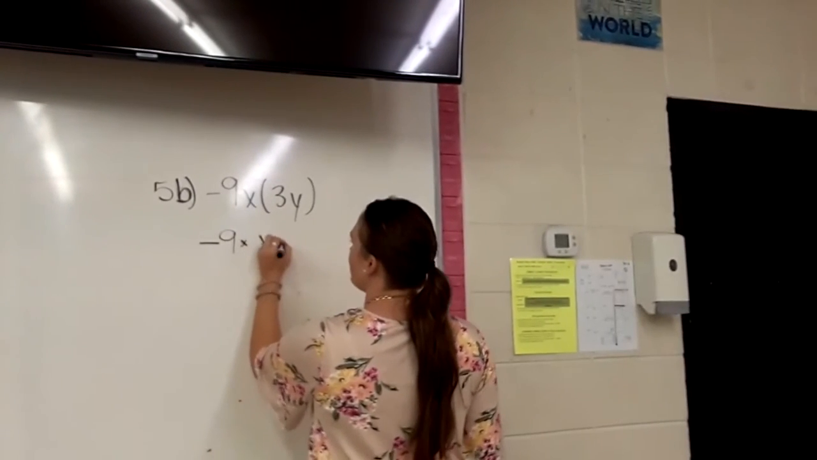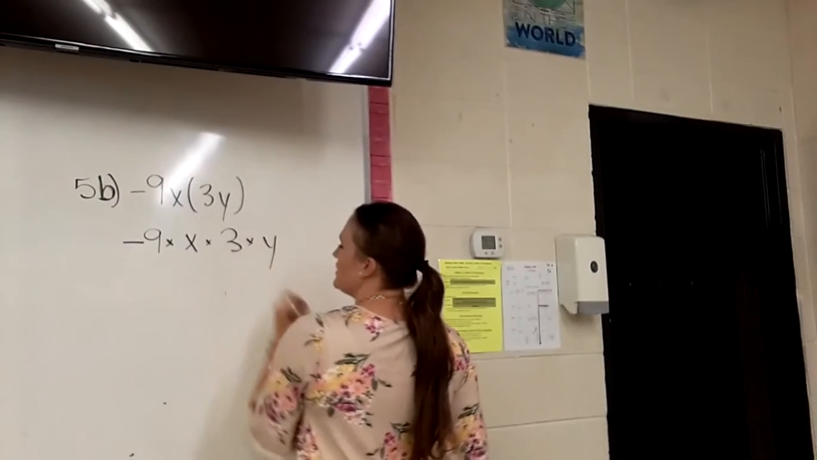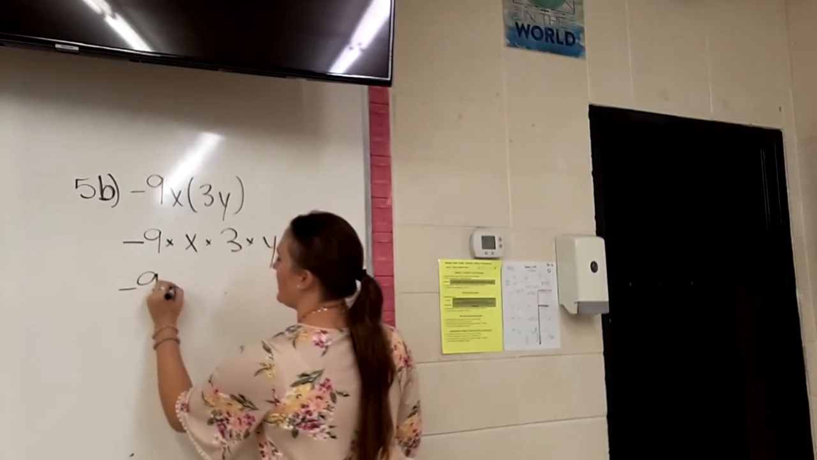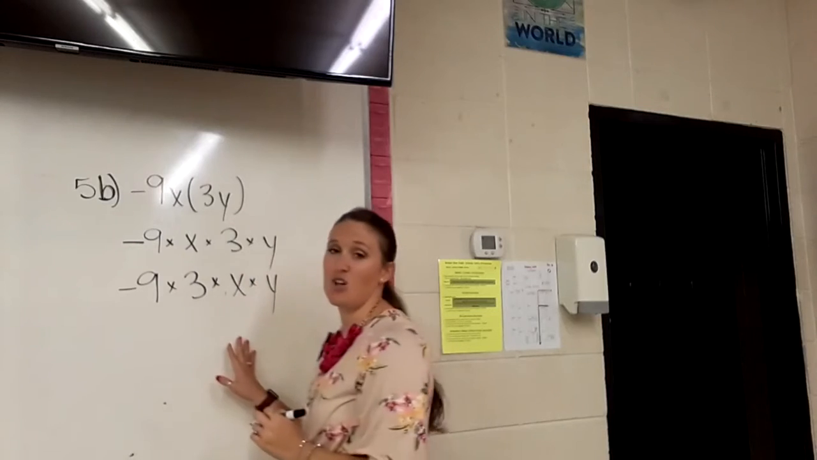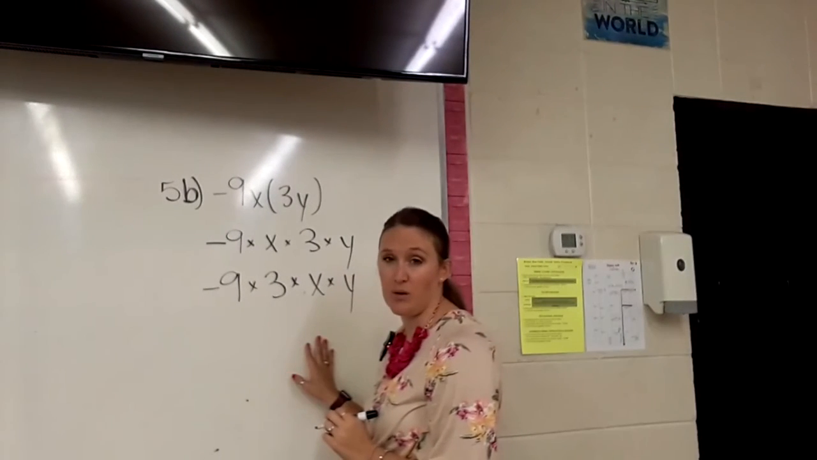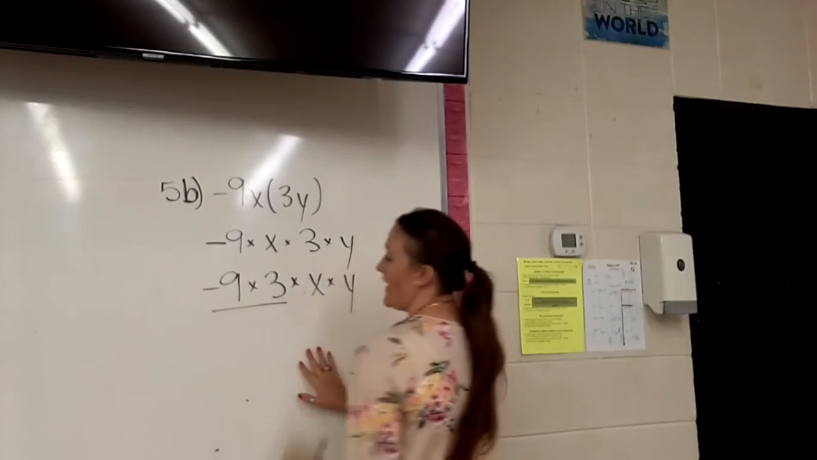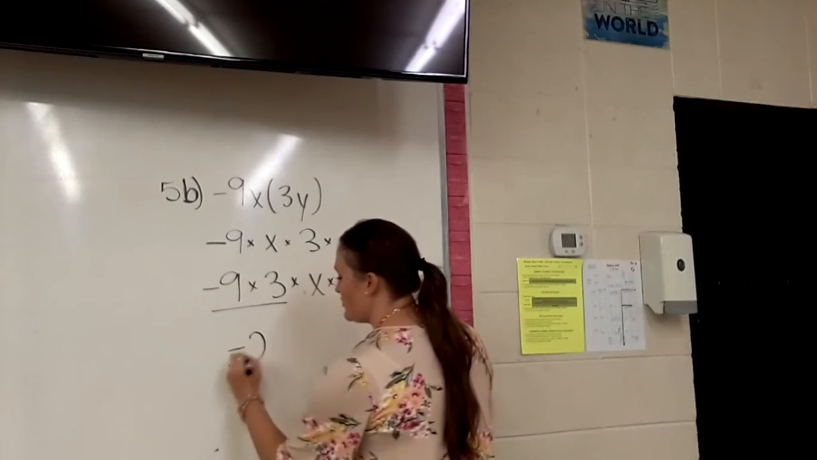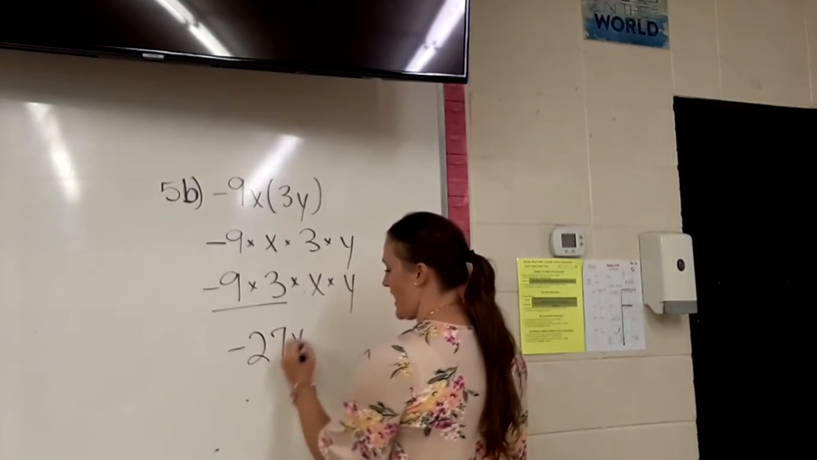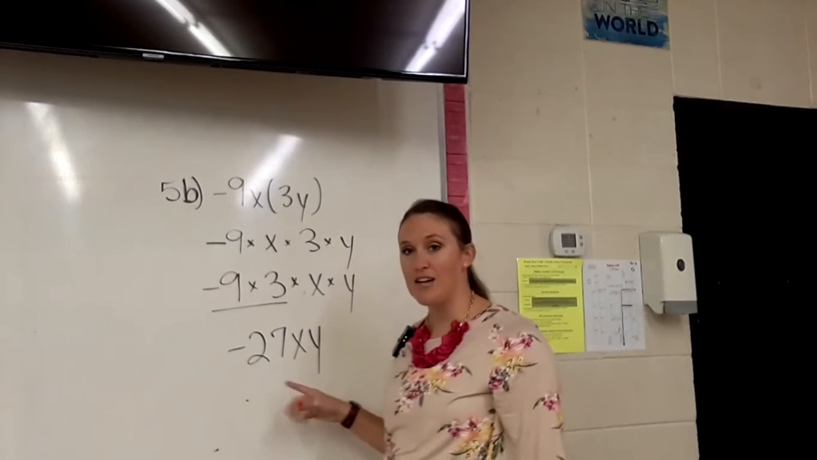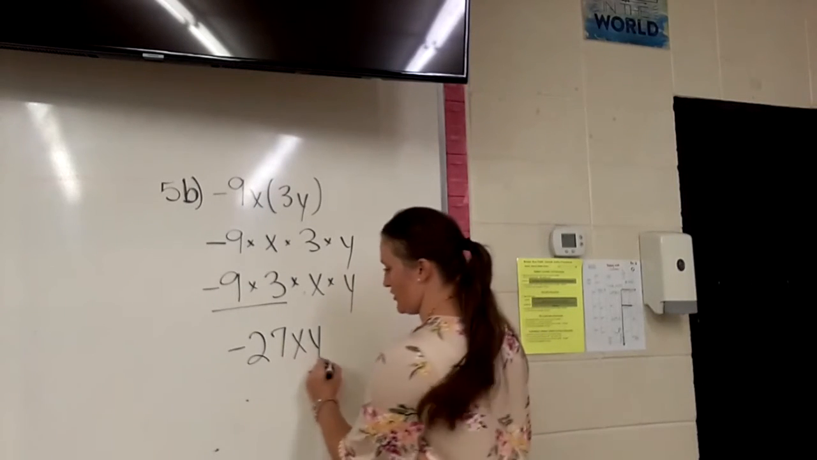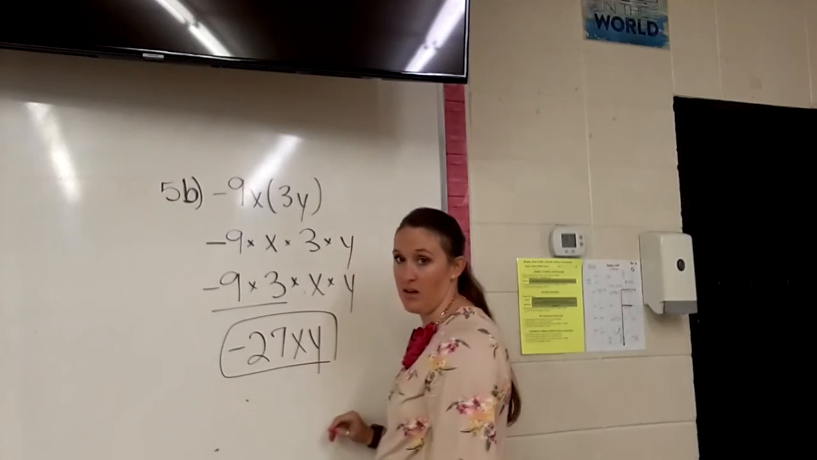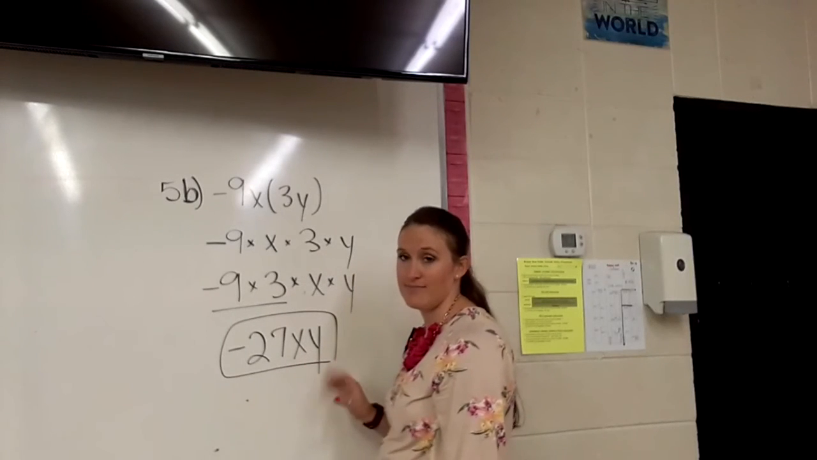So I'm going to kind of split it apart. So we can kind of say, okay, well, negative 9 times 3 times x times y. Okay, this is not how you would work it out. I'm just showing you what I'm doing. Negative 9 times 3 is negative 27 times x times y. Because when we have letters, we can just put them right beside each other, and that means it's being multiplied. That's as far as we can go. So we leave it like that.